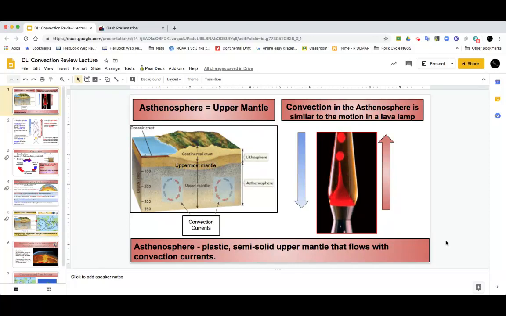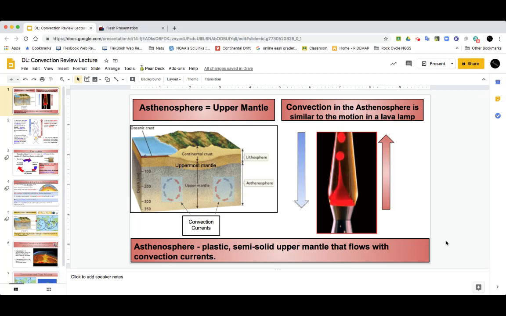It is May 14th. And today I'd like to quickly review the concept of convection, because convection is actually occurring inside of our planet in two areas. The one area that I'm highlighting today, the upper mantle or the asthenosphere, will find that convection plays a very important role. So let's do a quick review of what the asthenosphere is.